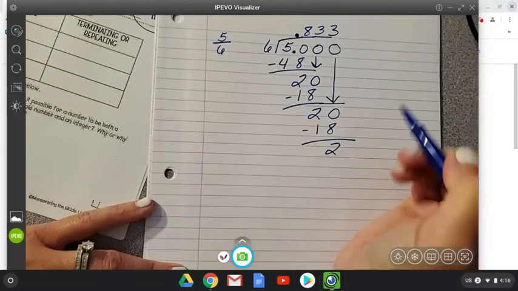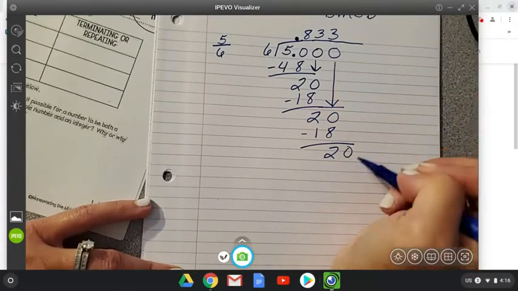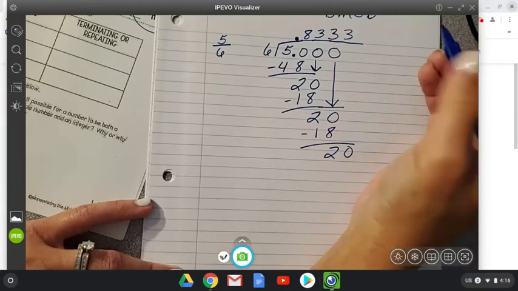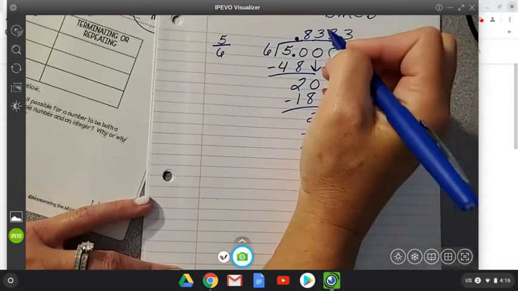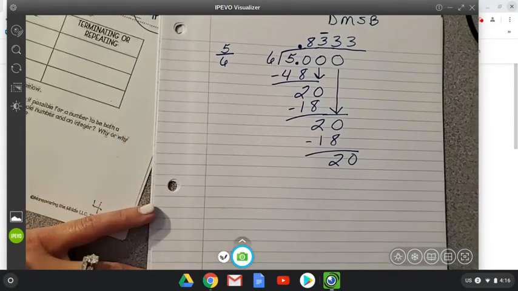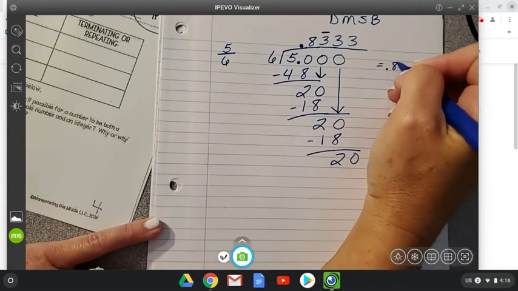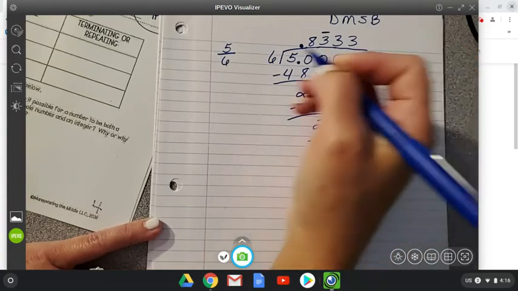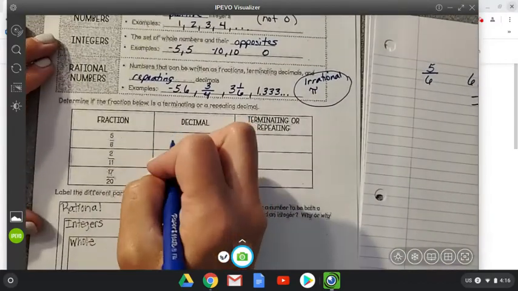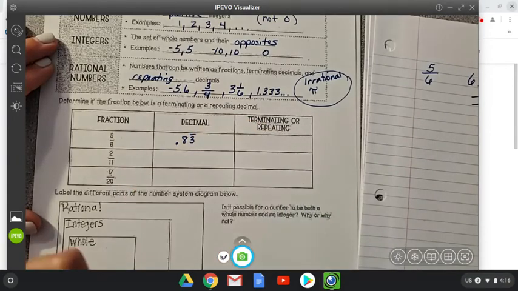Okay? So what that means is we're going to have 20 every time. So this 3 is just going to keep going every time, forever and ever. So that's a repeating decimal. And we would just take a line and put it right on top of that 3. And so we would write this as 0.83 and put a line on top of the 3 to show that it's repeating. All right, so I'm going to come back over here and write this as a decimal. It's 0.83 repeating.